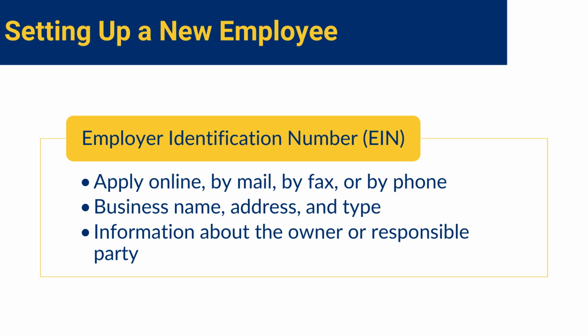When applying for an EIN, you will need to provide information about your business, such as the legal name, address, and type of entity. You may also need to provide information about the responsible party or owner of the business. It's important to have all the necessary information at hand before you apply to ensure a smooth application process.